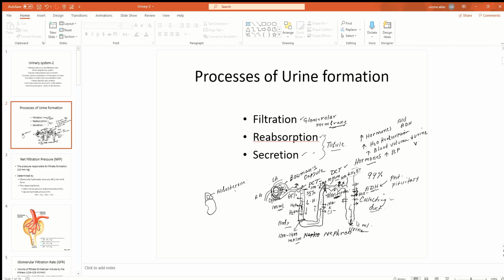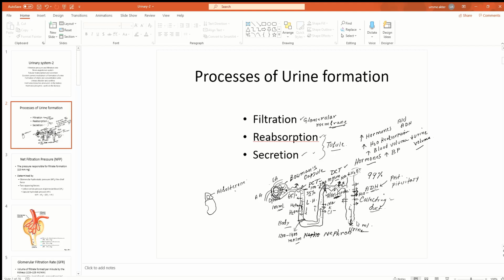Okay, so now you know how reabsorption occurs at different portions or parts of the nephron and how the hormones regulate the volume of urine as well as the blood pressure and blood volume.